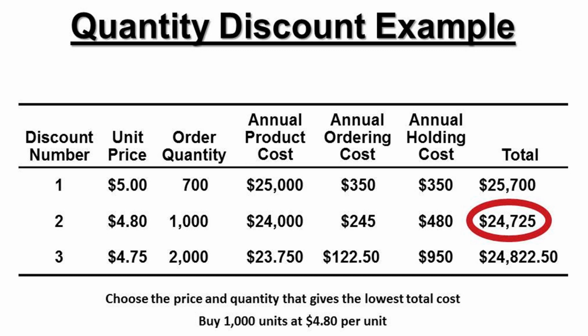If you look at the total cost, you will notice the least cost occurs for number 2, which is $24,725. And therefore, your economic order quantity should really be 1,000. And that concludes our discussion on this topic.